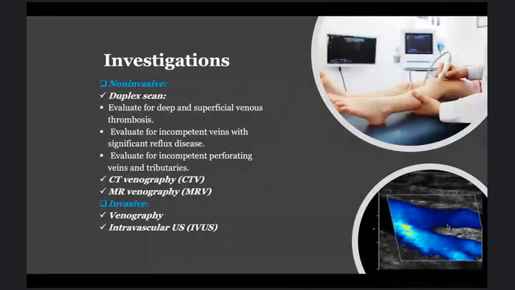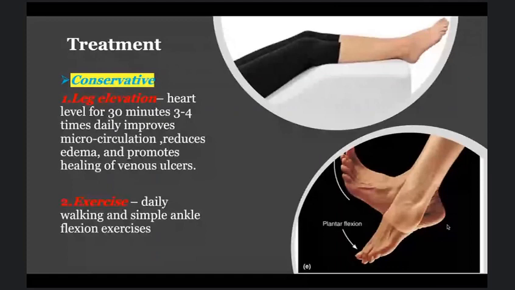Now, what about the treatment? We have first conservative, of course. Every patient with CVI, start him on conservative measures like leg elevation to heart level for 30 minutes, 3 to 4 times daily. This leg elevation will improve microcirculation, reduce edema, and promote healing of venous ulcers. Exercise: daily walking and simple ankle flexion exercises.